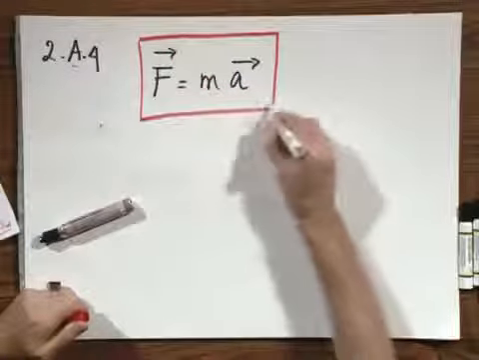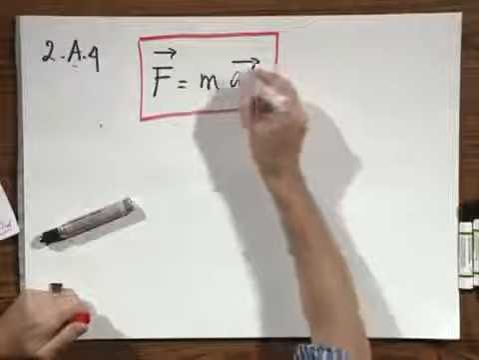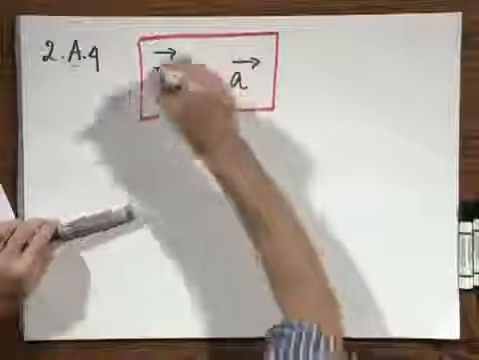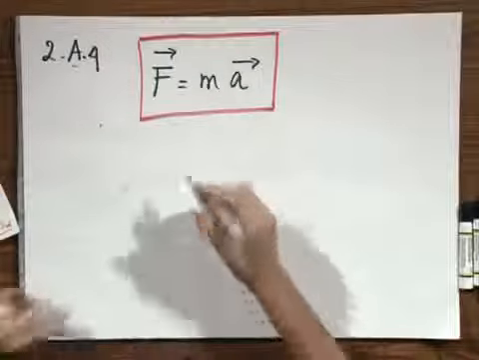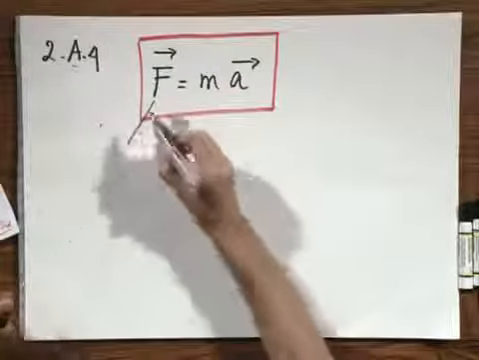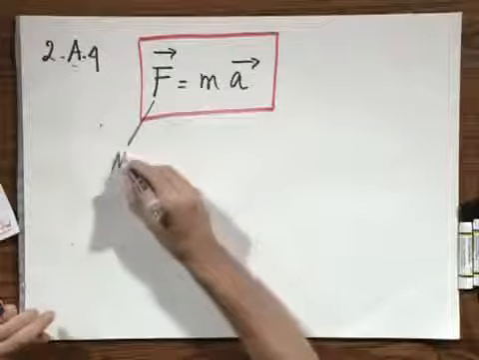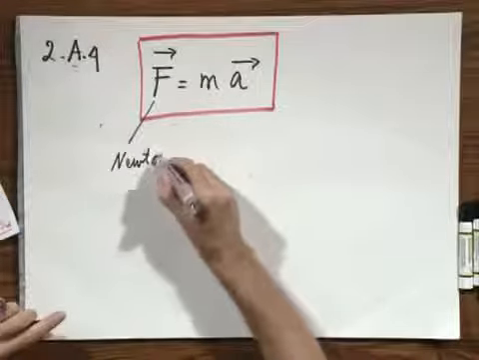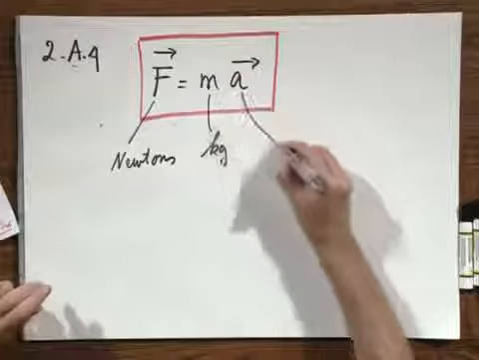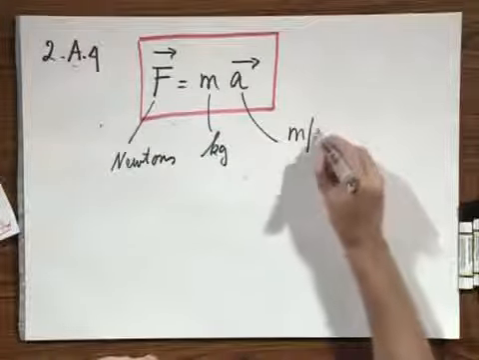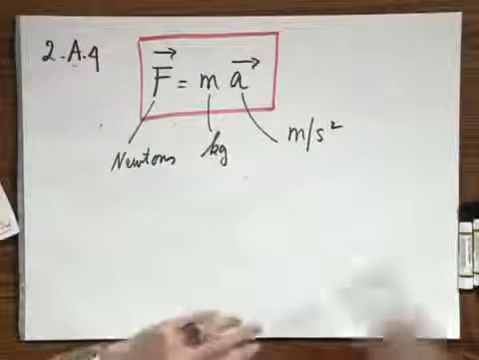It's a vector equation. A, the acceleration, is in the same direction at any moment in time that the force acts. F in terms of magnitude, we express in terms of newtons. M, which is a scalar in kilograms, and A, which is a vector, the magnitude of that is meters per second squared.